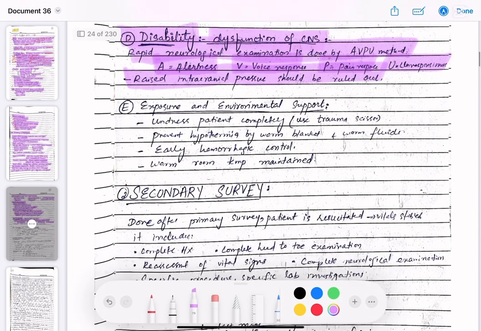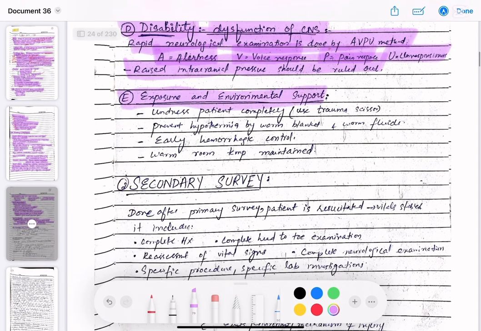Exposure and environmental support: undress the patient completely, and look for trauma and seizures. Prevent hypothermia with a warm blanket and warm fluids. Early hemorrhage control is done and a warm room temperature is maintained.